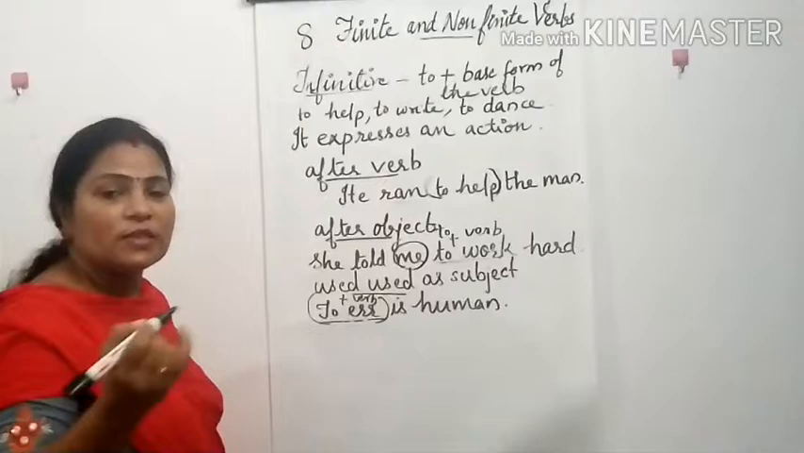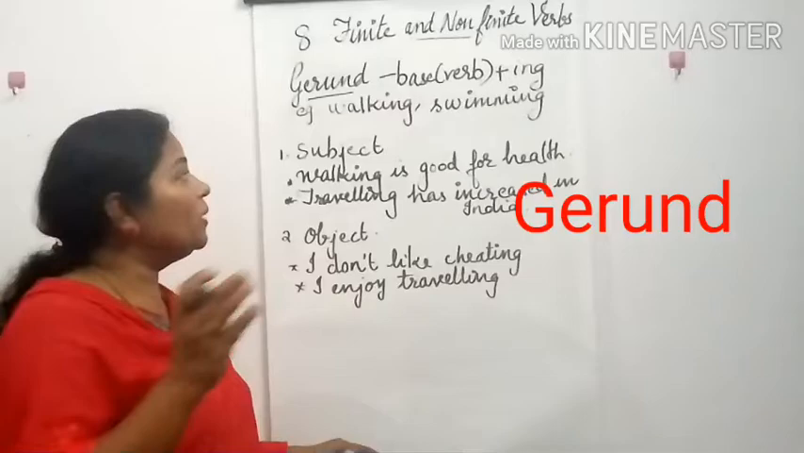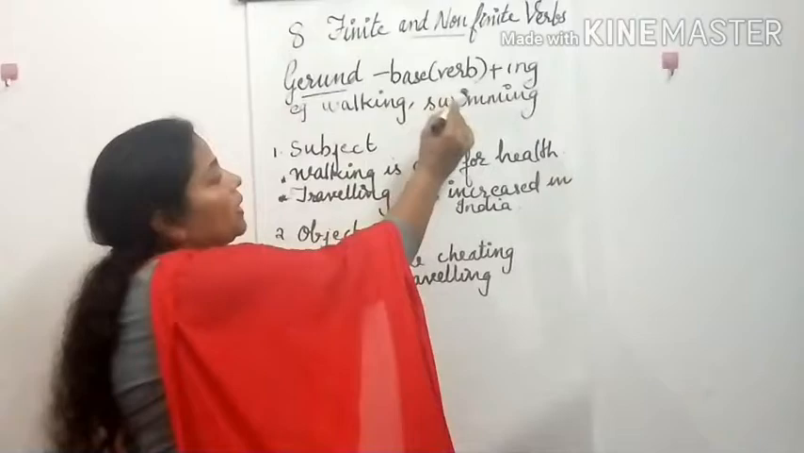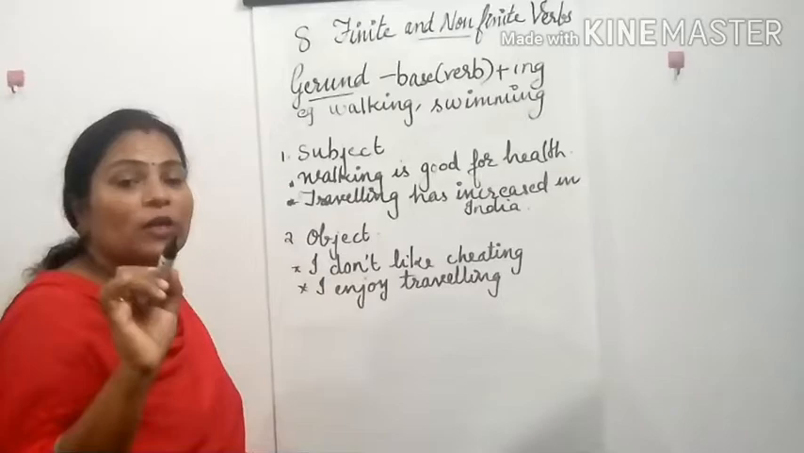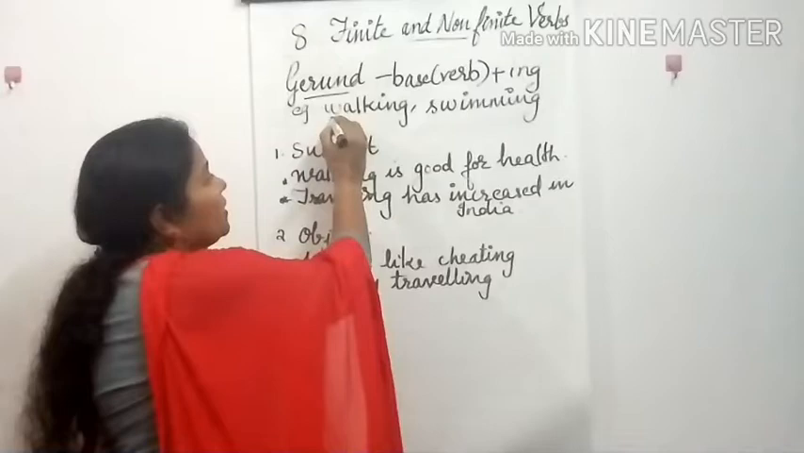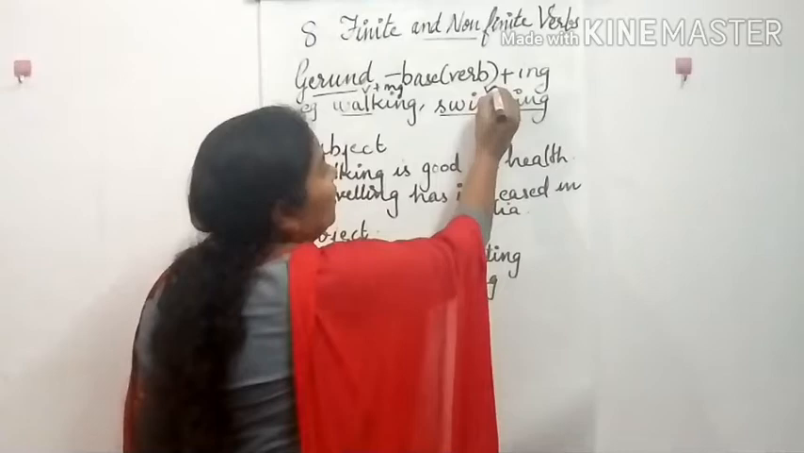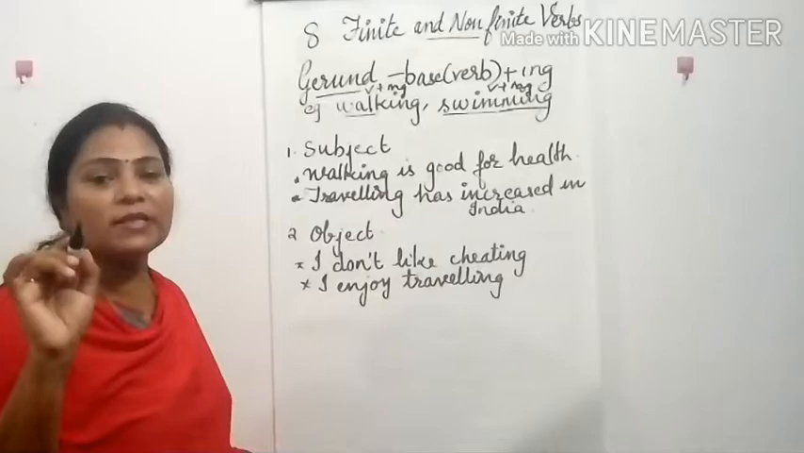Next, we'll be learning gerund. What do you mean by gerund? See here. In gerund, we have the base form of the verb plus ing. For example, walking. Walk is the verb and ing. Here, swim plus ing. Verb plus ing. Okay, so in gerund we have verb plus ing. That's the way gerunds are formed.